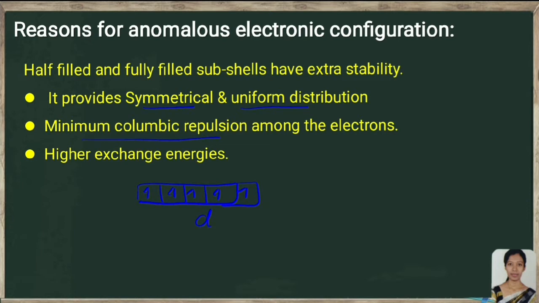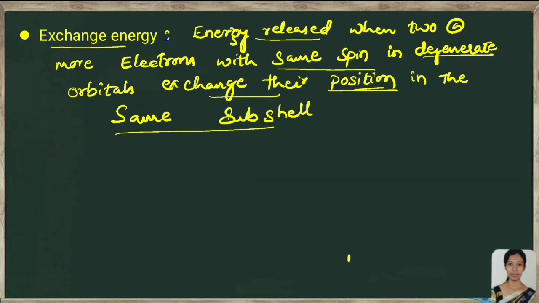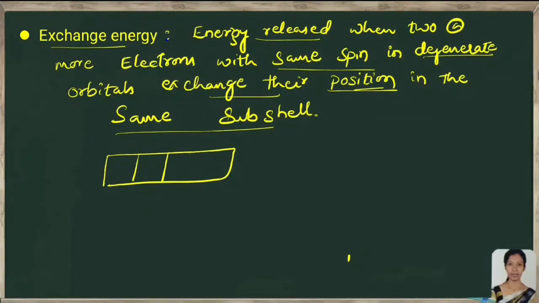The next reason is higher exchange energy. To know this, we need to know what is meant by exchange energy. It is the energy released when two or more electrons with the same spin in degenerate orbitals exchange their position in the same subshell. As we have seen, the d orbitals are 5 degenerate orbitals, in which the electrons are filled.